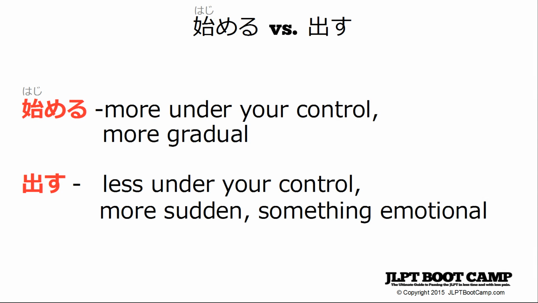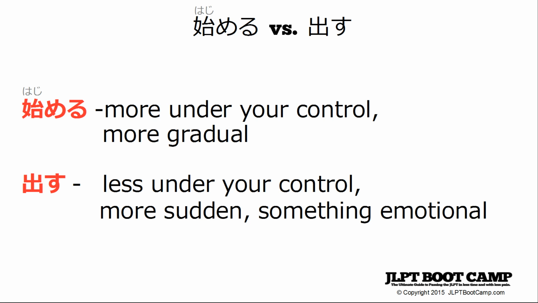And so, real quick here, the difference between these two, hajimeru is used for something more under your control, more gradual. You start to do some kind of hobby or start to do some kind of activity, whereas dasu is less under your control, more sudden, and usually something emotional. For example, omoidasu is suddenly remember something. It kind of pops into your head. You can use it for crying. So nakidasu or those kinds of things. It's kind of a sudden start to something. So that's the key difference.